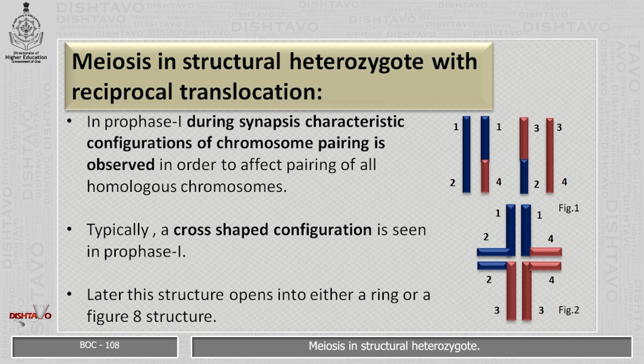Meiosis in structural heterozygote with reciprocal translocation. In prophase 1, during synapsis, a characteristic configuration of chromosome pairing is observed in order to affect pairing of all homologous chromosomes. Typically, a cross-shaped configuration is seen in prophase 1, as you can see in figure 2. Later, this structure opens into either a ring or a figure 8 structure.